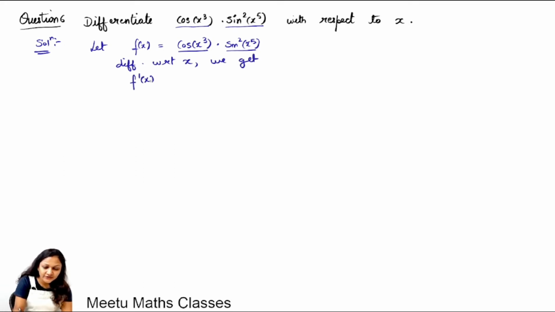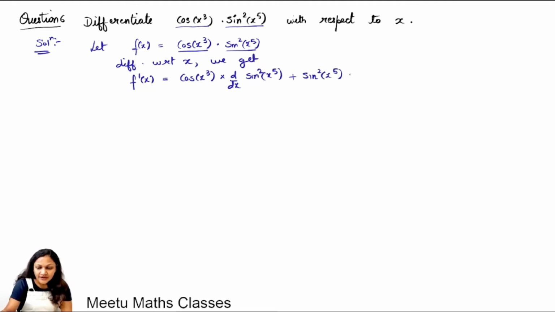So the derivative of f(x) is equal to the first function as it is, using the product rule, into the derivative of the second function, (sin x⁵)², plus the second function as it is multiplied by the derivative of the first function, that is cos(x³). Now let us take this as our first statement, and we are going to first calculate the derivative of (sin x⁵)².